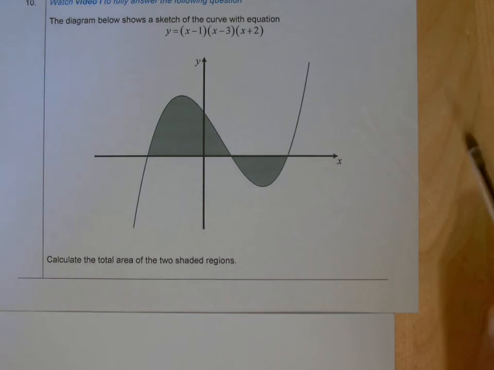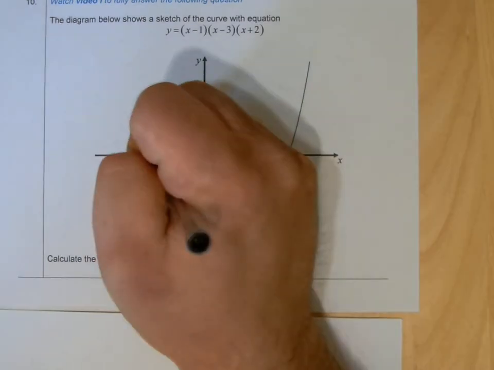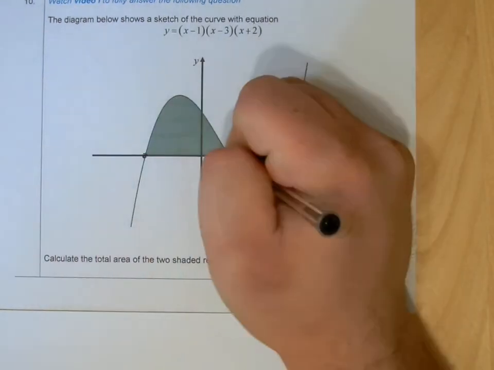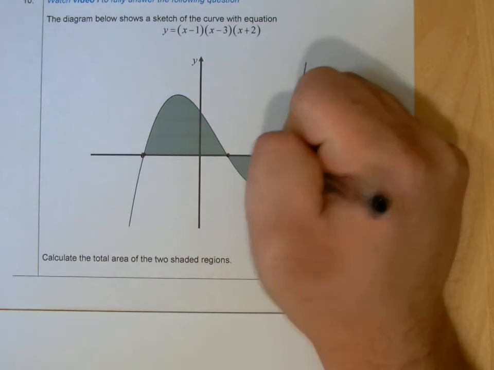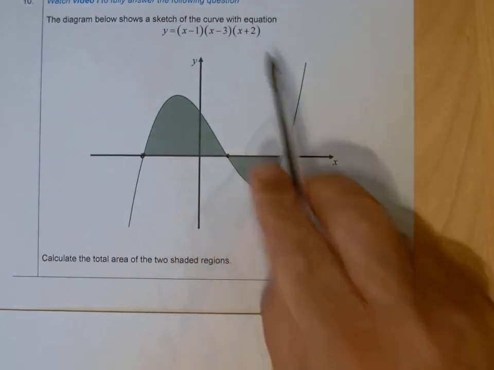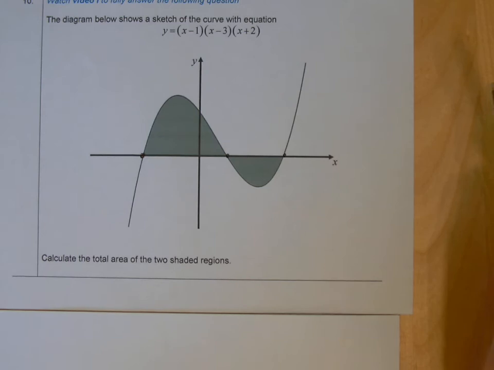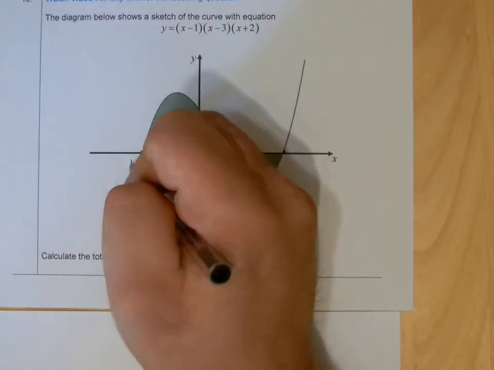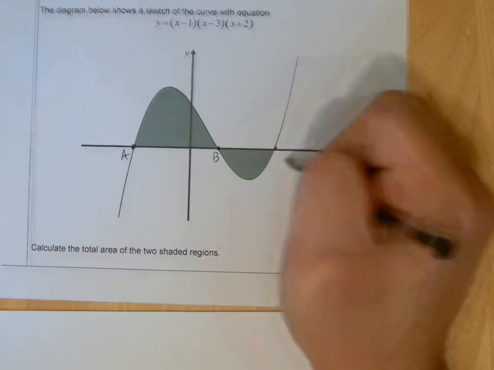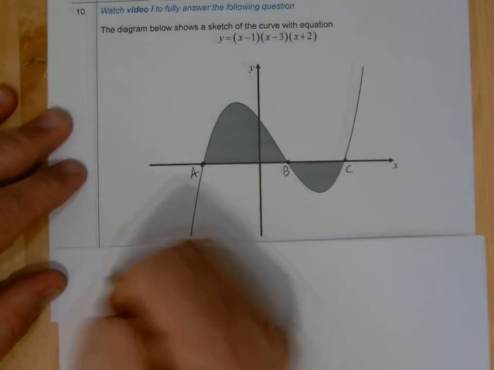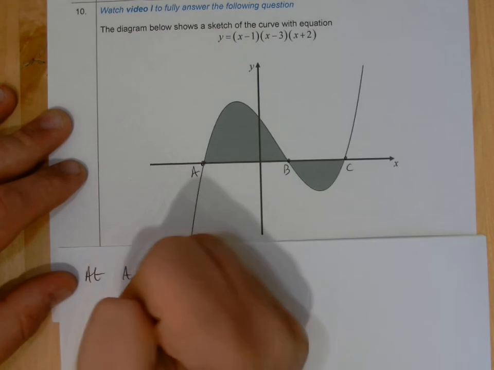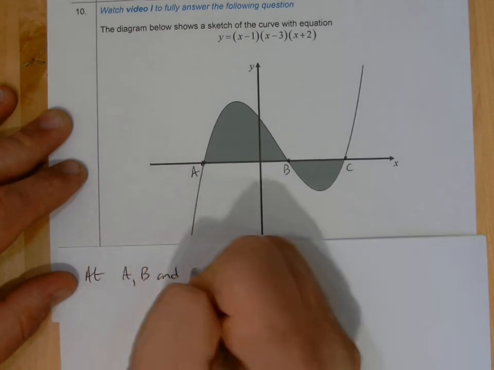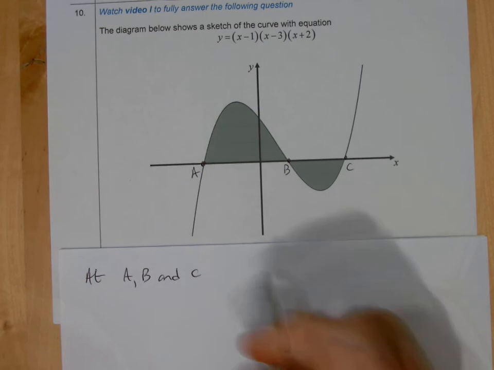Let's not worry about it for a minute. Let's of course work out these values here, okay, where it cuts the x-axis. We need 3 values, and we're going to get that from here. So if you want to call this A, B, and C, you can. It's your choice. You don't have to call them A, B, and C.